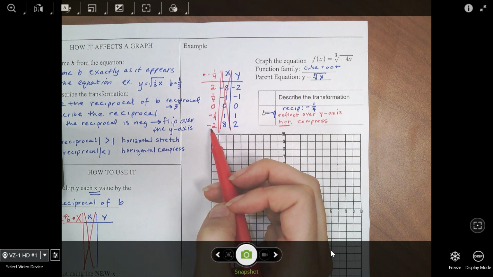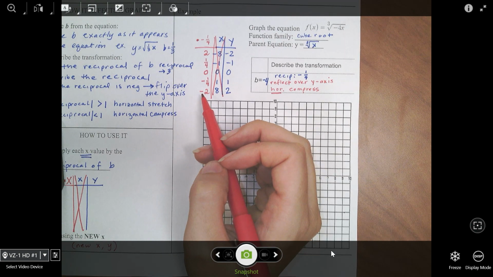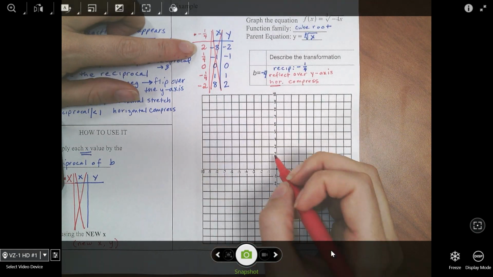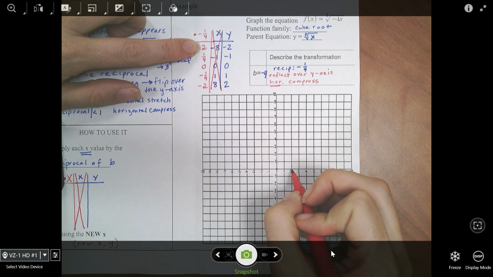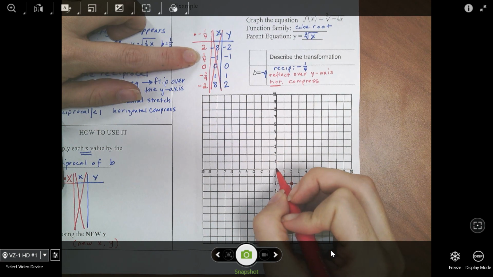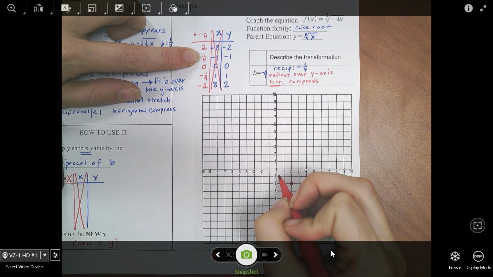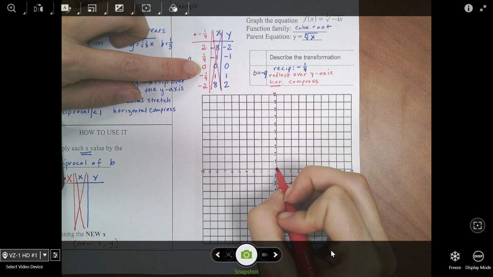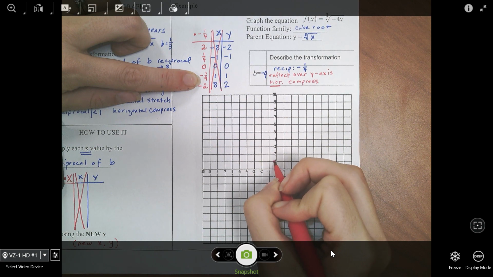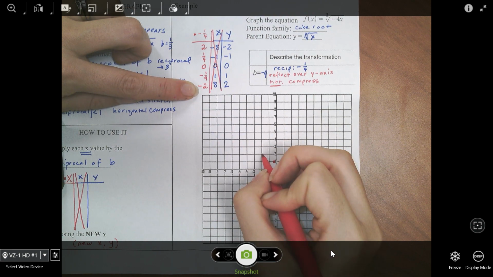And again, you'll notice that we're going to end up plotting fractions. That's totally fine. You're just going to have to estimate where they are on the graph. So I'm going to plot 2, -2 right here. 1/4 is not that far, and then down 1, 0, 0 did not change. -1/4 is a little bit to the left of 0, and then up 1, and then -2, 2.